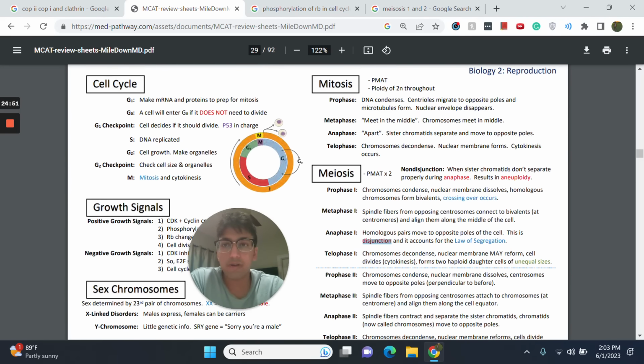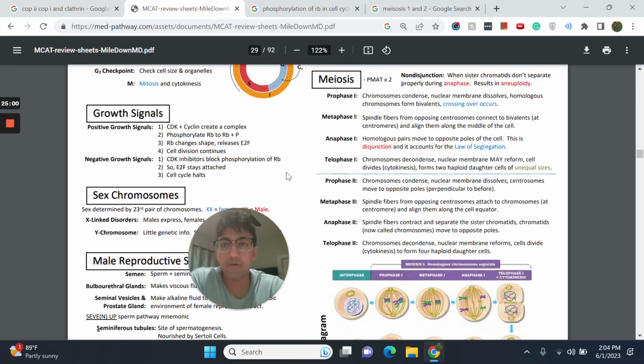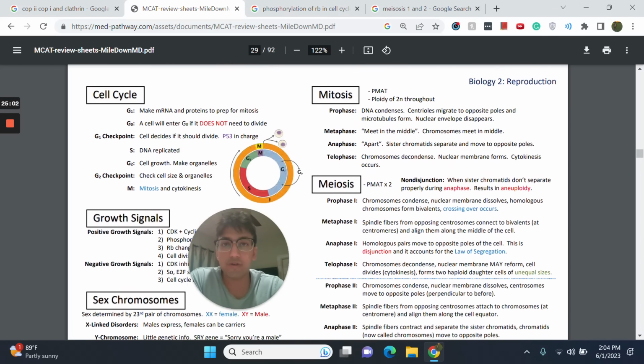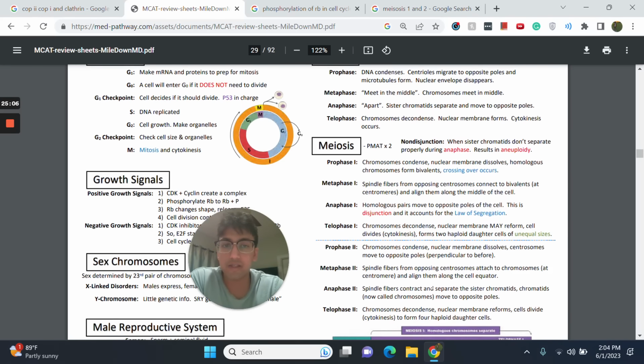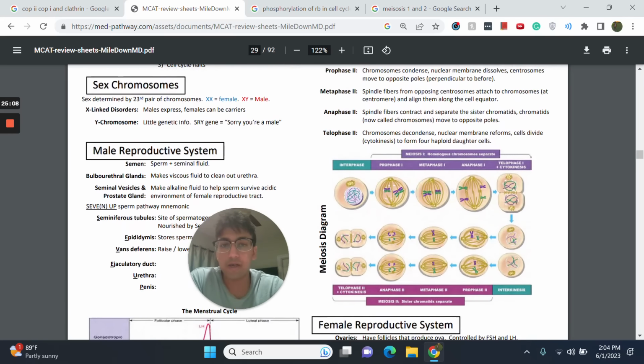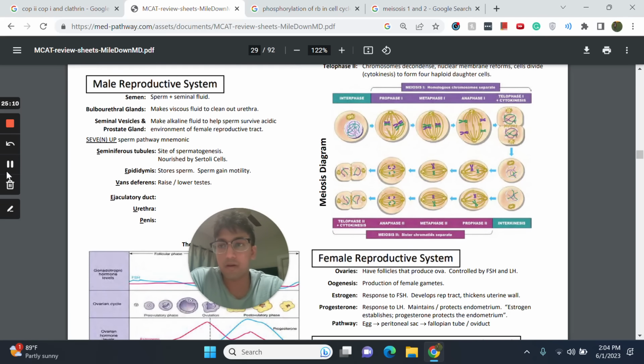I should mention that P53 is a very important part of the cell cycle that's kind of responsible for a cell checkpoint. But yeah, we made it through a very important topic. So make sure you understand mitosis and meiosis really well, and you stare at those diagrams until it makes sense, because next we're going to go on to the male and female reproductive system.